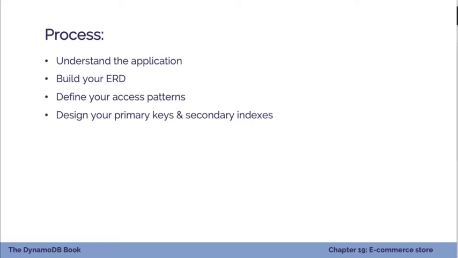Understand the application, know what you're building, then go on and build your ERD, your entity relationship diagram, to know what objects you have and how they relate to each other. Then define out all your access patterns and put them out in a list so you can methodically walk through them. And then finally, once you've done all that prep work, then you can get into designing your primary keys and your secondary indexes to handle those access patterns.